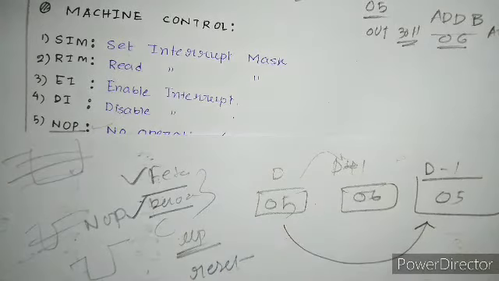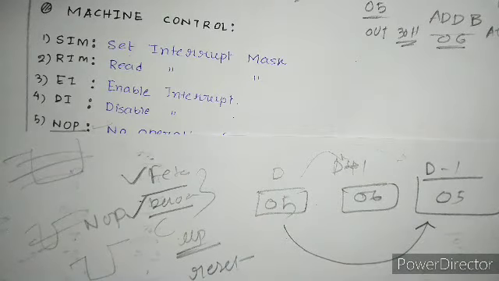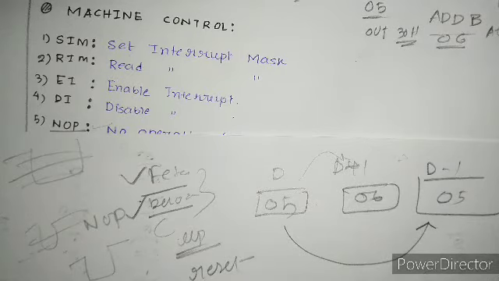This is it. Okay. So what have we known today? In stack there is push, pop, push PSW, pop PSW. In IO there is IN and OUT, and in machine control SIM, RIM, EI, DI, NOP and HLT. This one is for today's video.